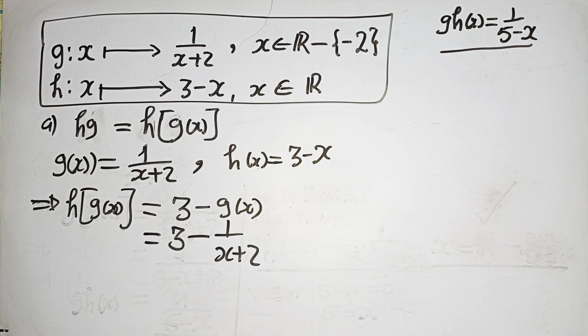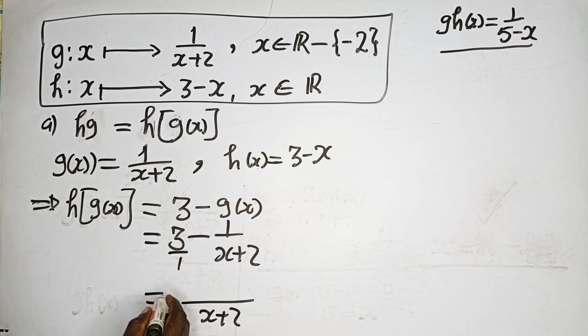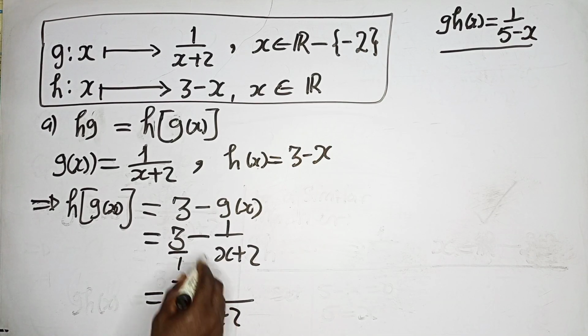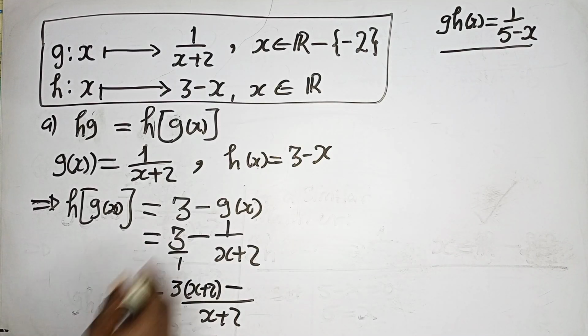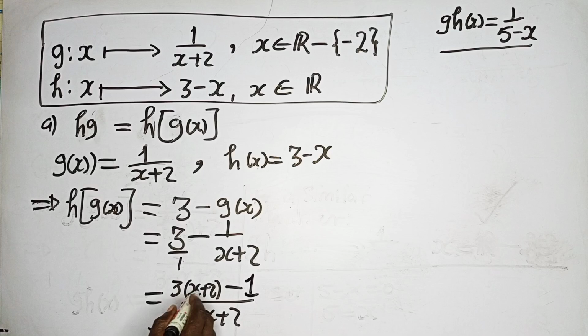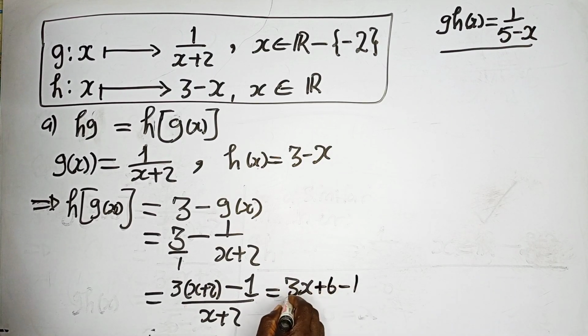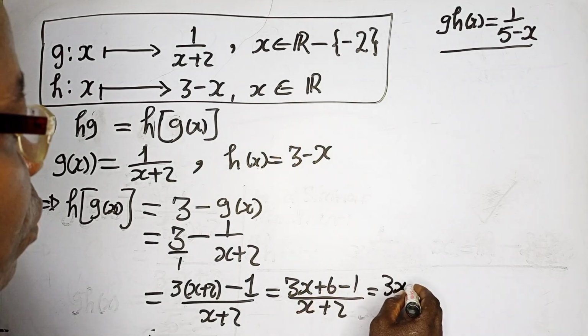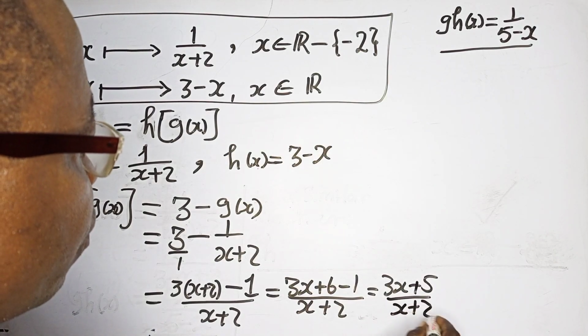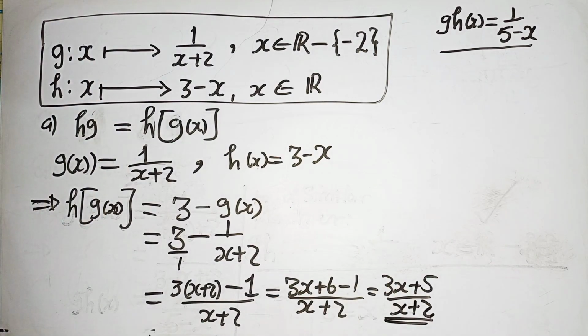Now to make it compact, this is a fraction. We just make this one a fraction. The LCM will just be their product. 1 multiplied to that expression is simply the expression. x plus 2 divided by 1 is x plus 2 multiplied by 3. So we write 3 into x plus 2 minus x plus 2 divided by itself is 1, 1 times 1 is 1. So this gives us, open that parenthesis, 3 multiplied to x is going to give us 3x, 3 multiplied to 2 is plus 6, minus 1, all over x plus 2. This gives us 3x plus 5 all over x plus 2. All right. So this is the expression for hg of x.